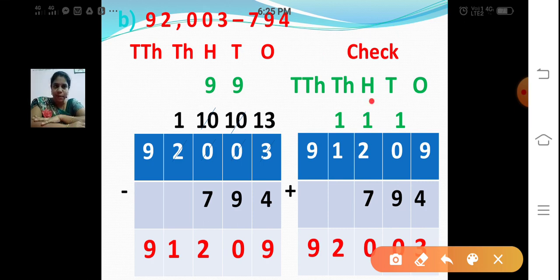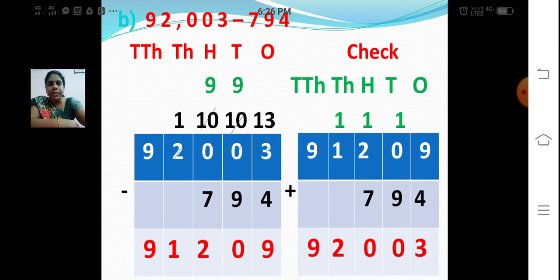Let's add the hundreds place. 1 plus 2, 3. After 1: 2, 3. 3 plus 7. After 3, I'm going to add 7 numbers: 3, 4, 5, 6, 7, 8, 9, 10. So 0. It's a 2-digit number, so write 0. The 1 you carry over to the thousands place. Now let's add the thousands place. 1 plus 1, 2, and the 10,000s place. Bring the number down.